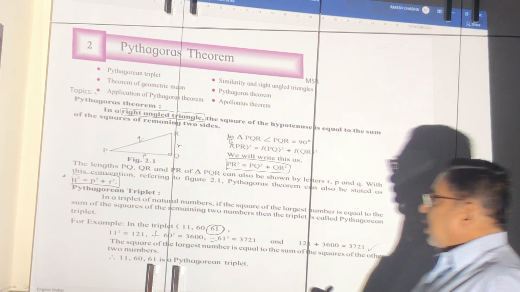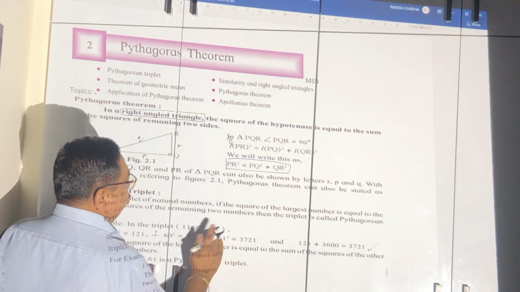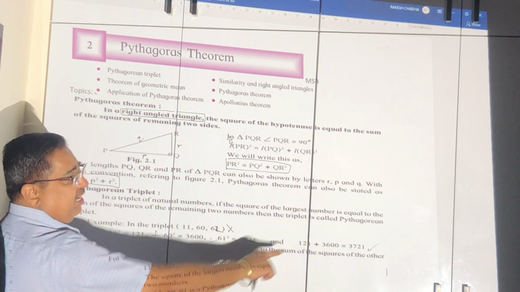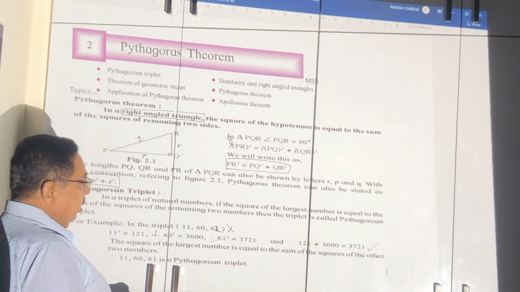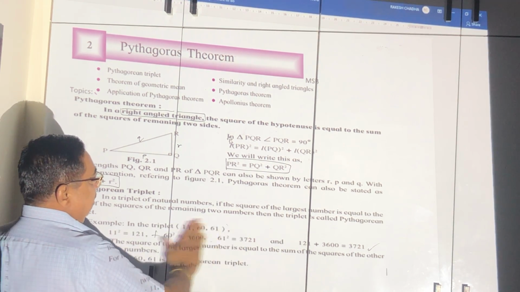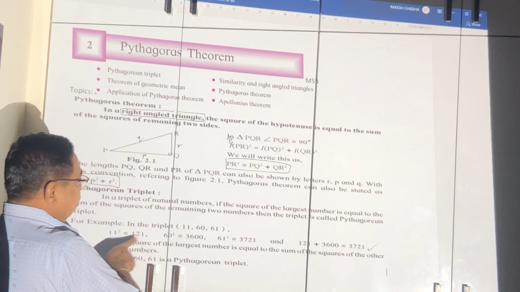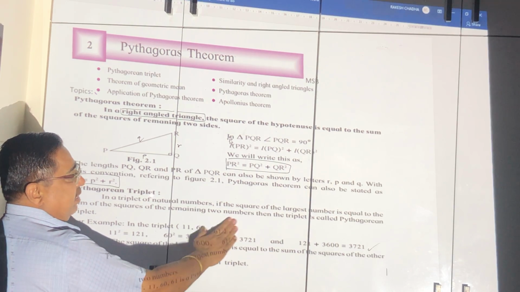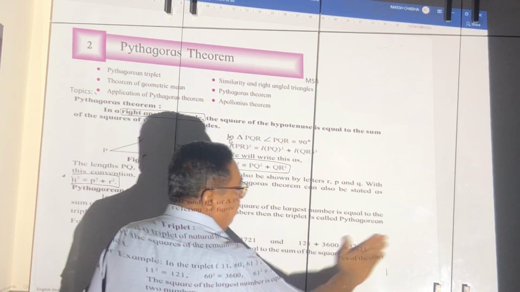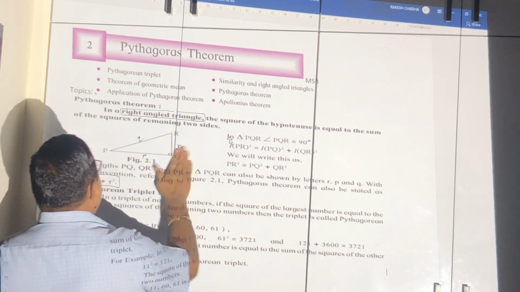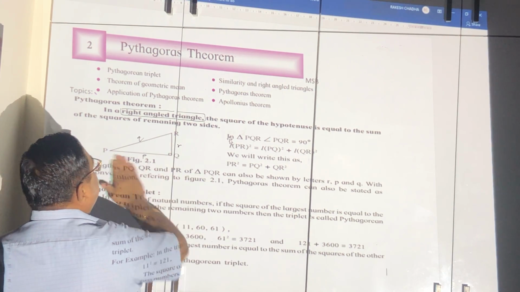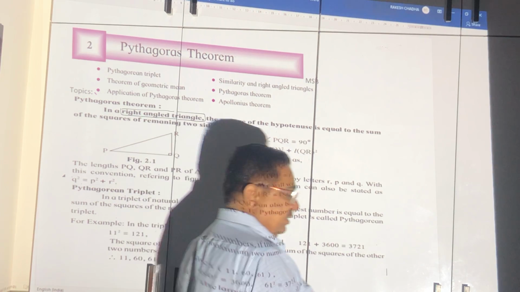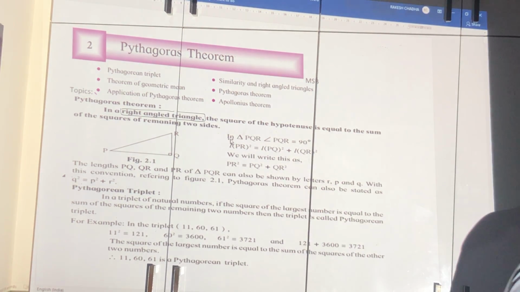In case I wrote something like 62 instead of 61, it is not a triplet because it will not satisfy the condition. So remember the rule: if the largest number's square is the sum of the squares of the other two, then they are triplets. Otherwise, they are not a triplet. Remember, this comes in the exam, and we should be prepared for it. We are not doing it for fun. Let's go further.